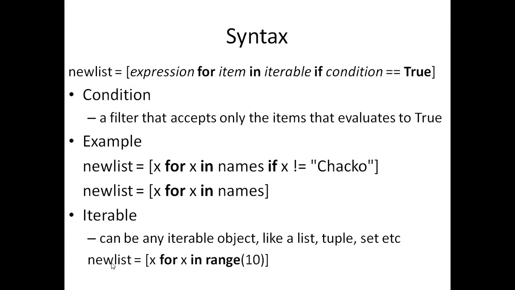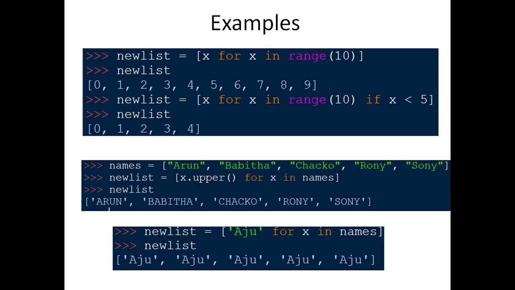So this is an example: new list = [x for x in range(10)]. We have already seen how to get a number. So the output will be 0 to 9. So 0, 1, 2, 3 up to 9 will be in the new list. This is also an example for an iterable, x for x in range of 10. There is no condition here. All the elements from 0 to 9 will be printed. So these are some of the examples for list comprehension.